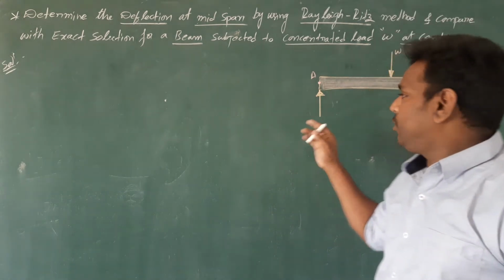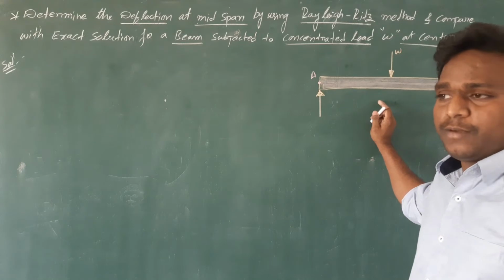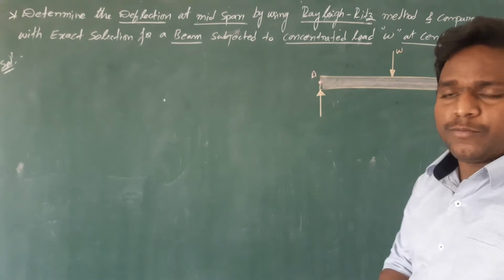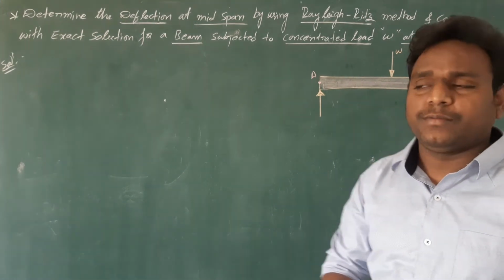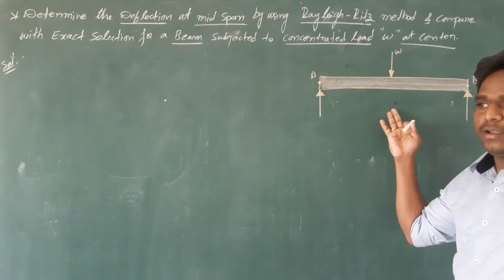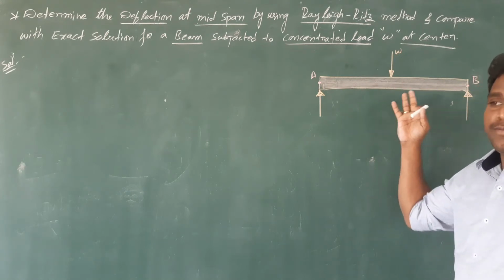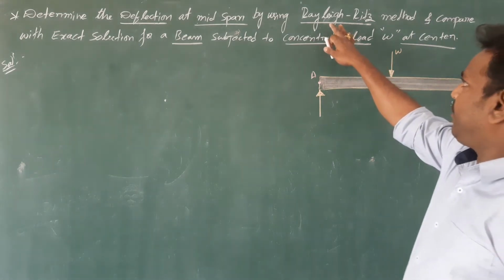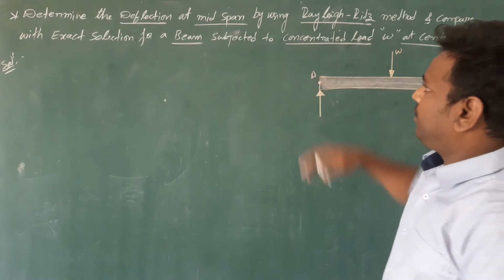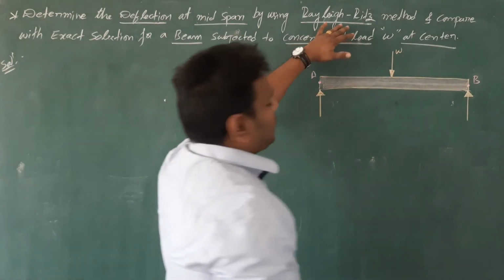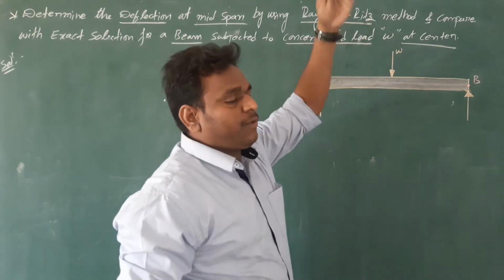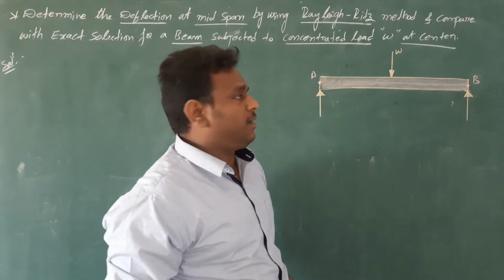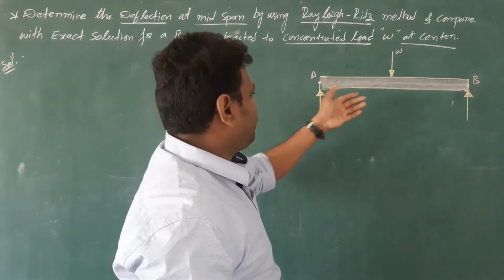Here we know very well about the simply supported beam, where we derived the deflection equation in our MOS, that is mechanics of solids or strength of materials. We derived this type of beam element. Here they are asking us to determine the deflection by using the Rayleigh-Ritz method, and compare it with whatever we did in our MOS, that is, compare with the exact solution.